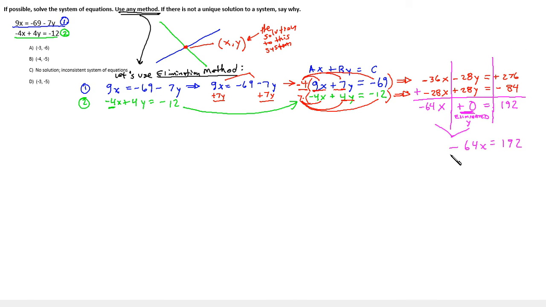To solve for x, we divide both sides by this number, this coefficient of x, negative 64, so that we get positive 1x. We want to know what 1x is worth. And balance the other side of the equation. So we get positive divided by negative makes negative. 192 divided by negative 64 is 3.